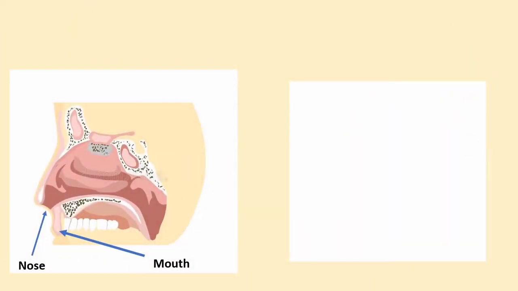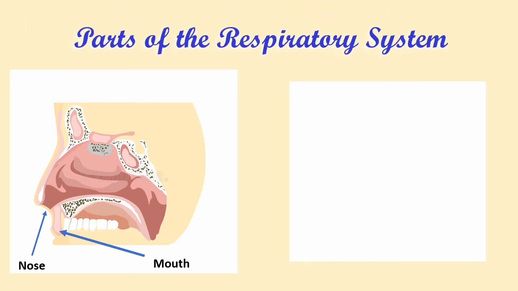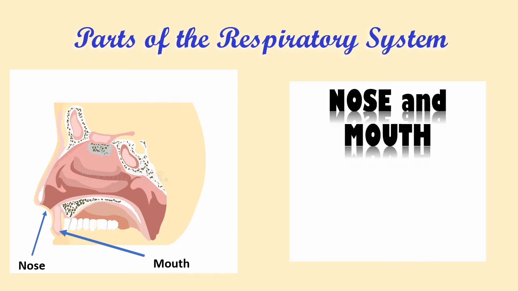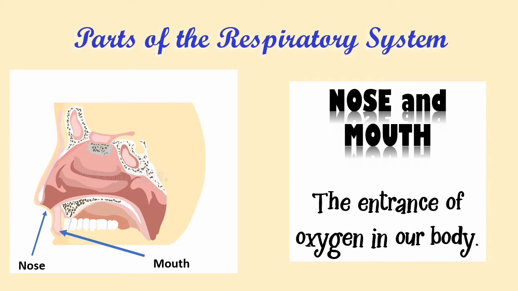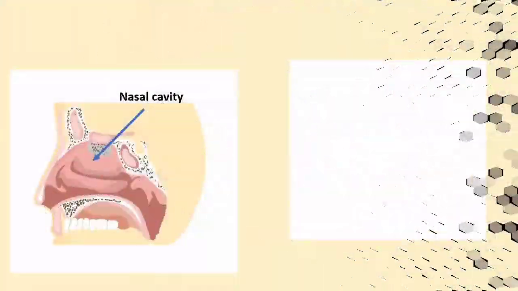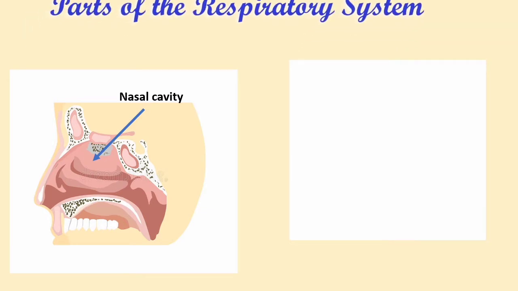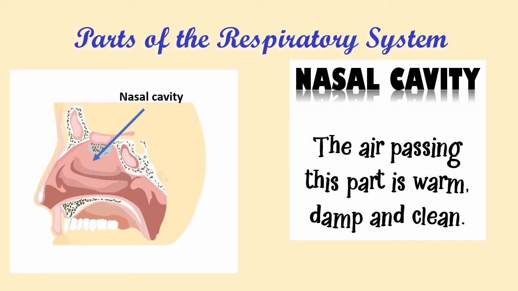The respiratory system has many different parts that work together to help you breathe. The first are the mouth and the nose. They are the openings that pull air from outside your body into your respiratory system. Next is the nasal cavity or nasal passageways. After the air enters through our nose, it will pass through the nasal cavity or nasal passageways, making the air warm, damp, and clean of unknown particles.